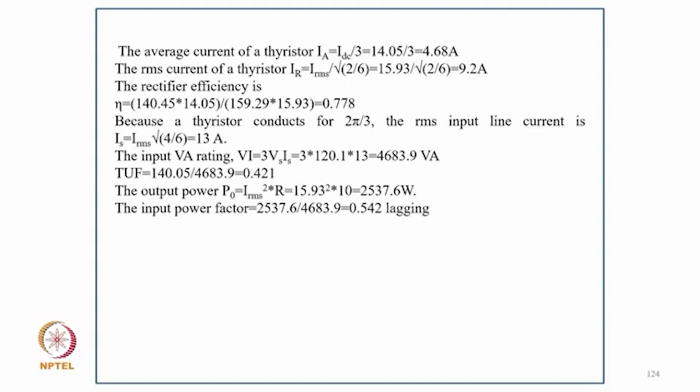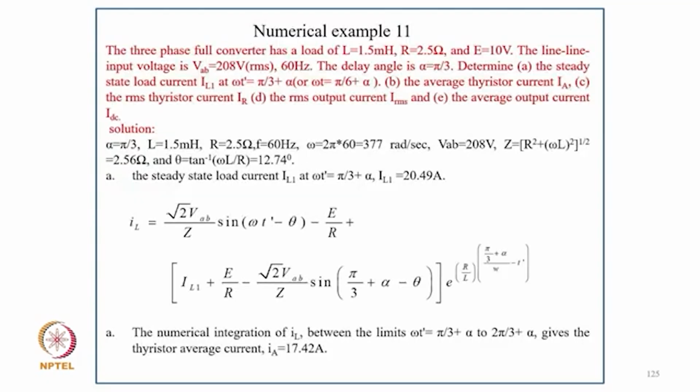equal to 0.778, and we got thyristor current, the RMS current is equal to Irms by root 3, that is 13 ampere, and input VA rating 3 Vs Is, it comes 4683.9 VA, and transformer utilization comes 0.412, and output power Irms squared R is 2537.6 watt, and input power factor is power upon VA, that is 0.52 lagging.